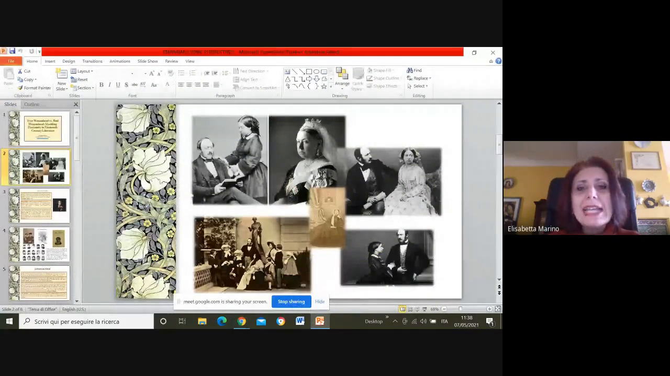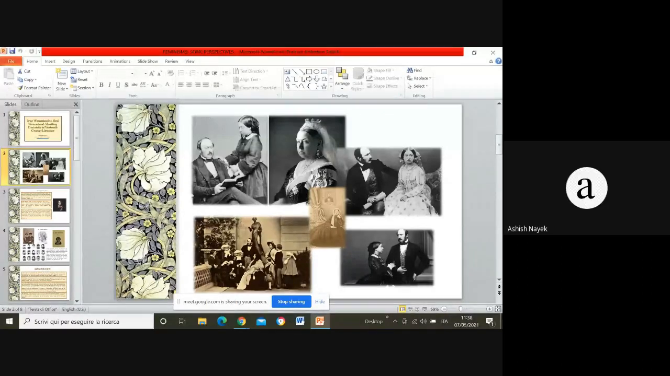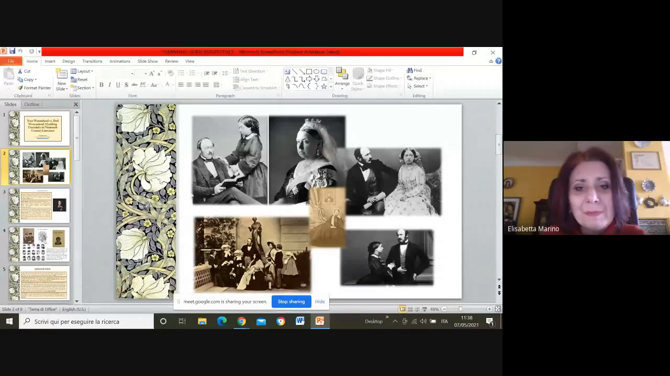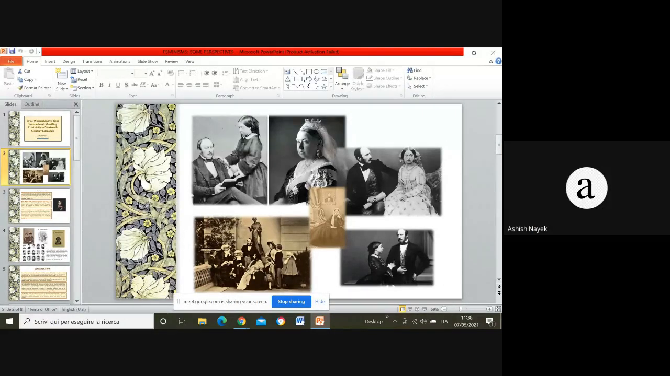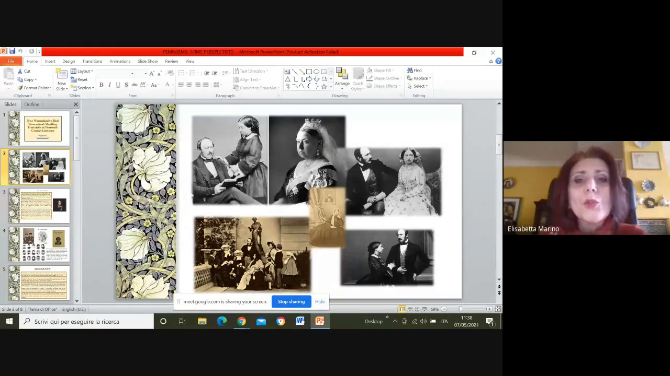So what do you notice by just looking at these pictures? What do you see? Come on. Please repeat, ma'am. I ask you, what do you notice about the way Queen Victoria portrays herself in front of the audience? Because obviously pictures were public, so pictures contributed to creating a certain idea of femininity and of a queen woman.